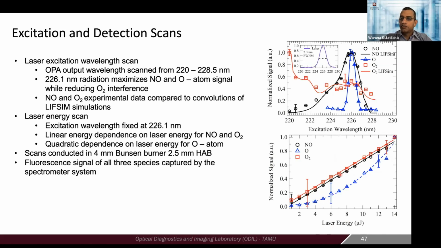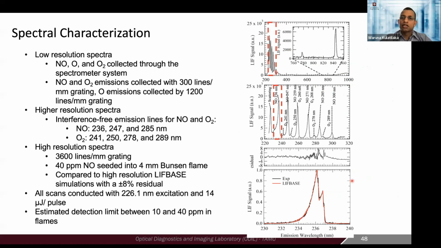NO and O2 are single photon excitation, so there is a nice linear dependence. The O atom is 2-photon excitation, so you get this quadratic dependence. So that part is good. Once that is said and done, you go back and check your emission side, because since you do this broadband excitation, you can excite multiple things at the same time.